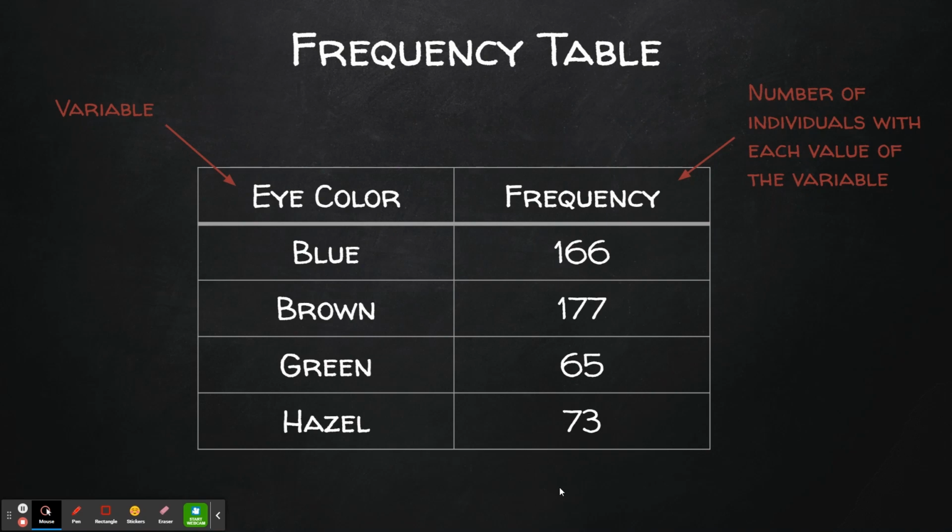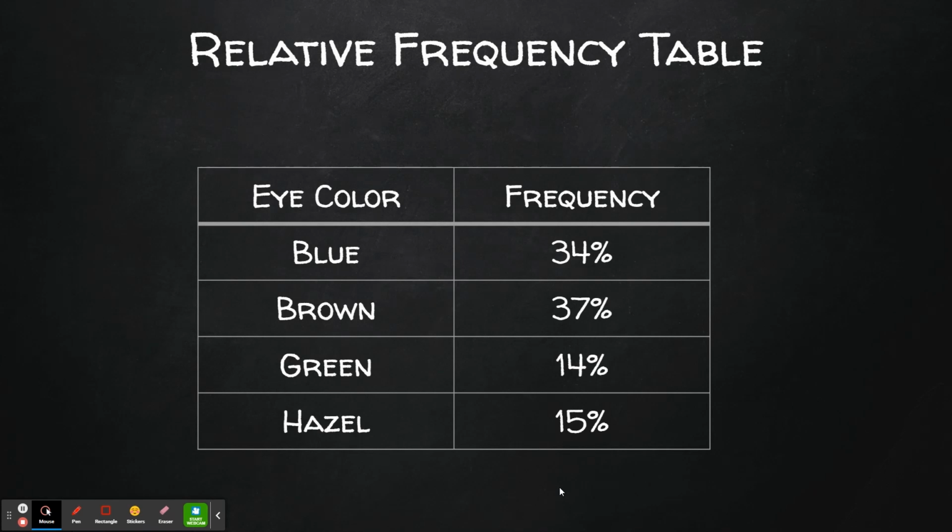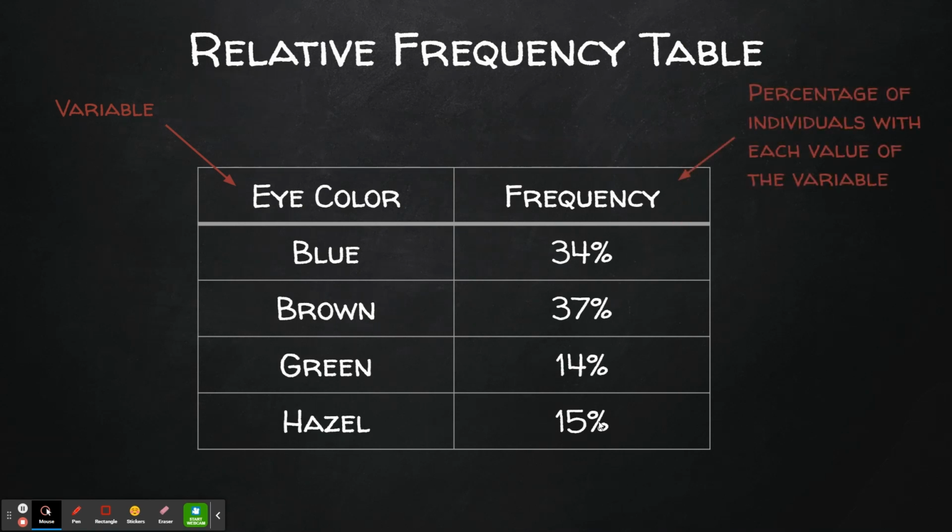Now, if you think a frequency table is crazy, wait till you see a relative frequency table. The term relative in statistics often refers to the fact that we're going to put things in percentages or proportions. So here we have the same variable, eye color, with its 4 values. But now the frequency is put into percentages of the total instead of counts out of the total.